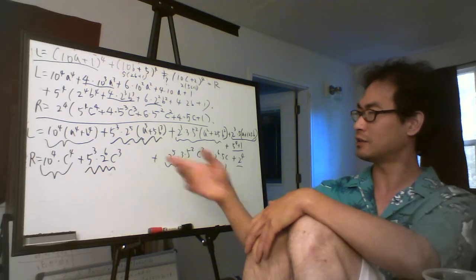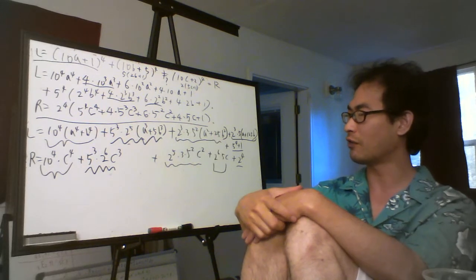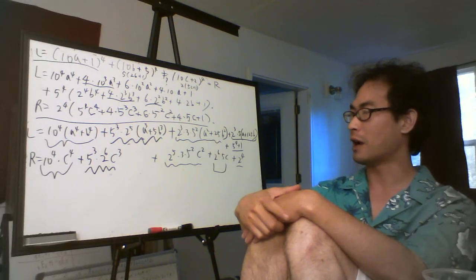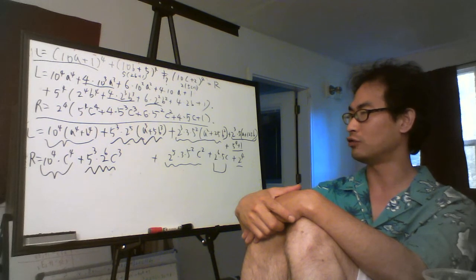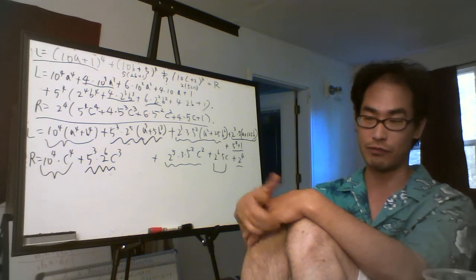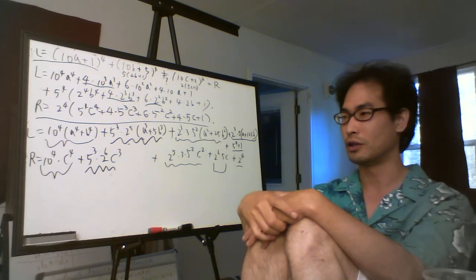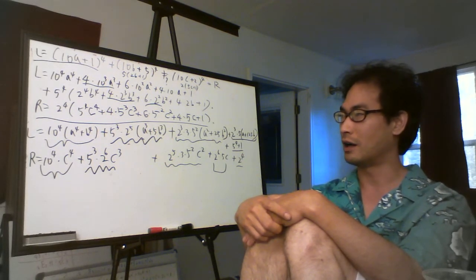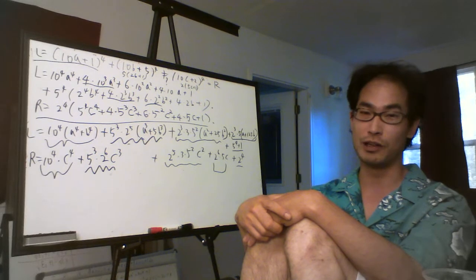Okay, can these two be the same? Can we find a, b, and c that satisfy this hypothetical equation? If we do, we found a counterexample for Fermat's theorem, and also for the more general Beal's conjecture. Okay, and we can win $1 million.